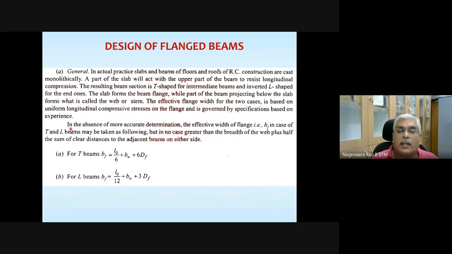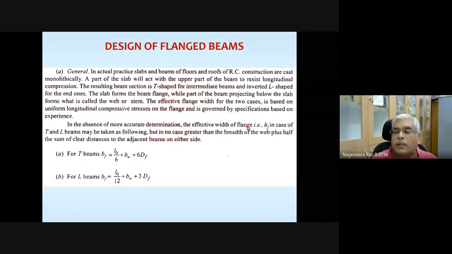In the absence of more accurate determination, the effective width of the flange. So now in these flanged sections, we have flange as well as web. The width associated with the flange we are going to denote with b_f, b subscript f. So the effective width of flange, b_f, in case of T and L beams, may be taken as follows.